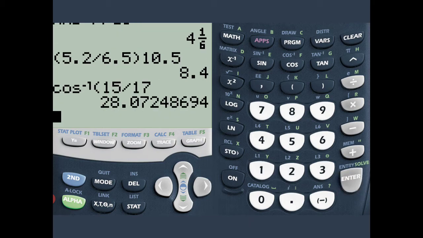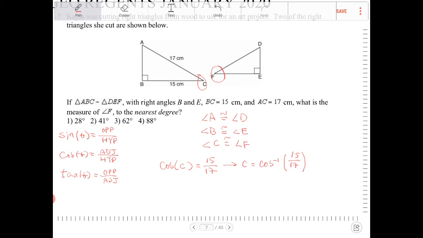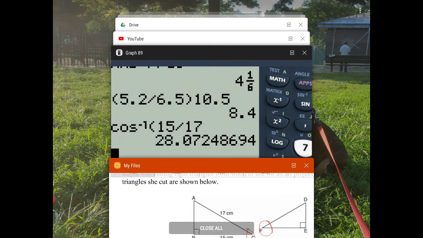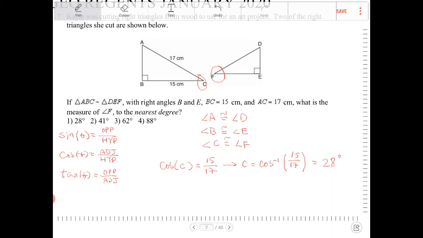So the angle is going to be 28.07, and I believe it's said to round to the nearest degree. So it's going to be 28. It's 28, right? Yes, it's 28 degrees. So now we figured out what angle C is. It's 28 degrees. Angle C is going to be the same as angle F. So angle F, therefore, is also going to equal 28 degrees, which is going to be option 1.